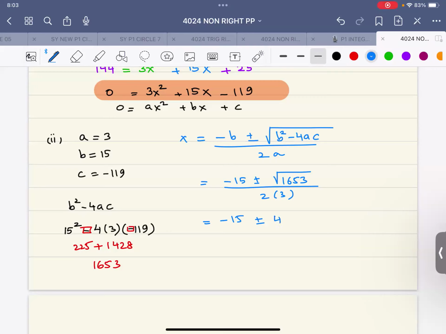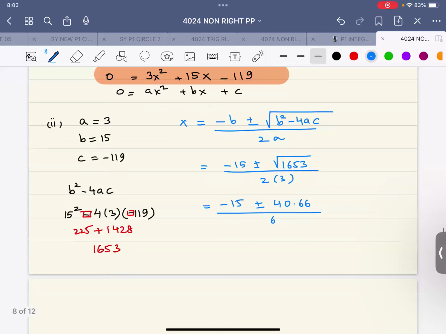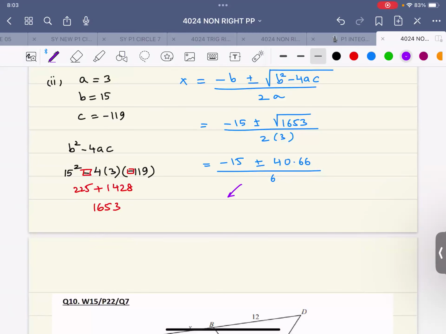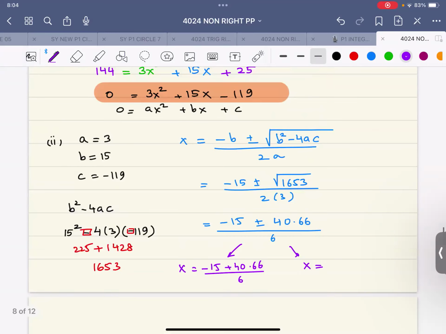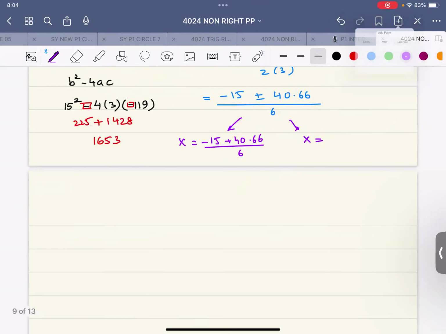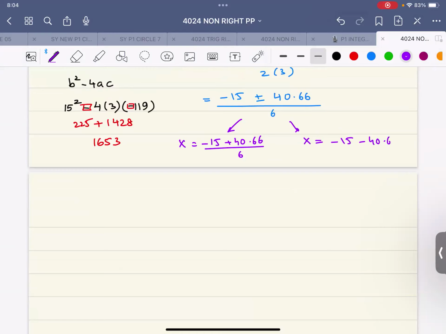So use 4 significant figure value, 40.66 divided by 6. So now there are 2 answers. Therefore, x is equal to negative 15 plus 40.66 divided by 6. And we have x equal to, let me add a page over here, so I'll be needing that. So x is equal to minus 15 minus 40.66 divided by 6.